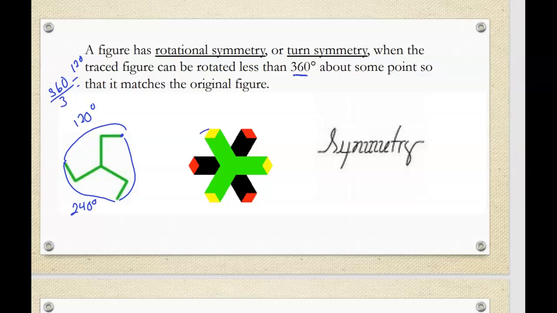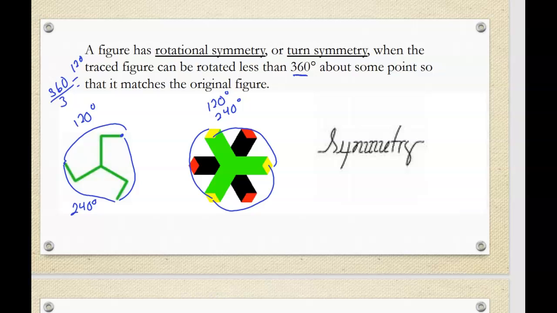Looking at this picture, that's the same thing. I could rotate it to here, rotate it to here, rotate it to here. So these would again be 120 and 240 because it was 3 rotations.